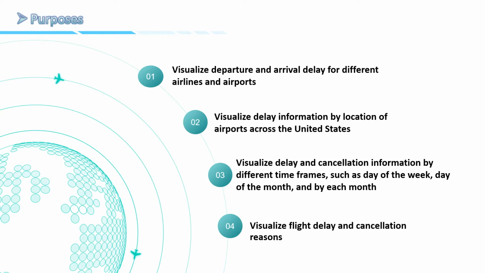The purposes of this project are as follows. 1. To visualize departure and arrival delay for different airlines and airports. 2. To visualize delay information by location of airports across the USA. 3. Visualize delay and cancellation information by different time frames such as the day of the week, day of the month, and by each month. 4. Visualize flight delay and cancellation reasons.